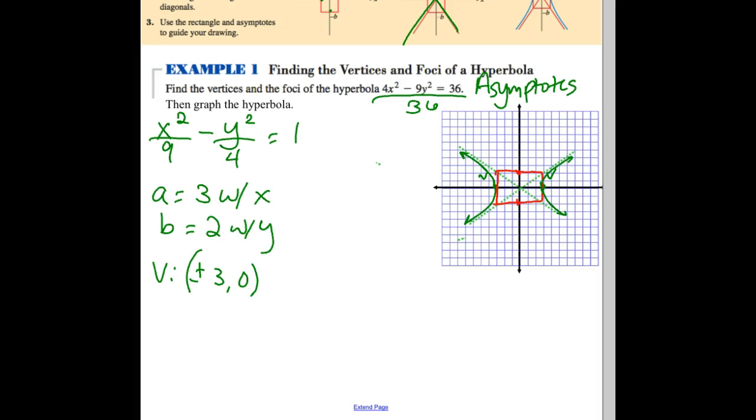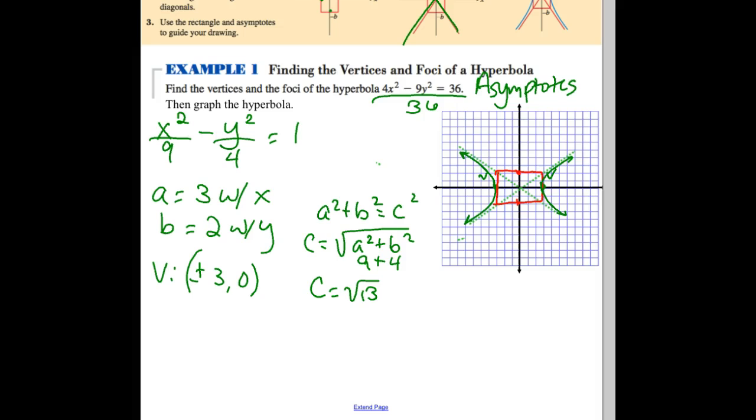How about foci? How would we find those? What letter do we have to know for foci? We have to know C. How do we find C? Which one is it? A squared plus B squared equals C squared. So C is going to be the square root of the sum of those two. All right. So we've got A squared being 9 and B squared being 4. So C is going to be the square root of 13, which is about, okay, a little smaller than 4, right?